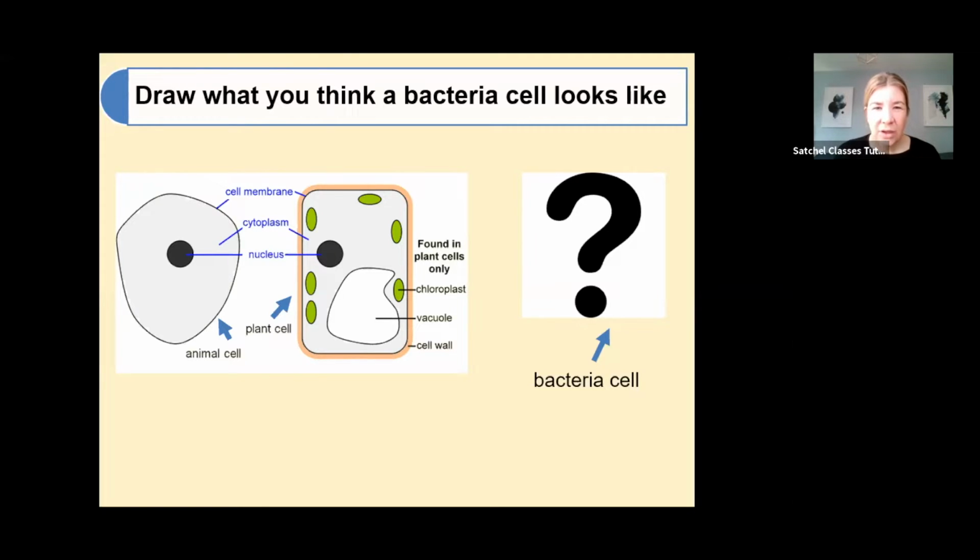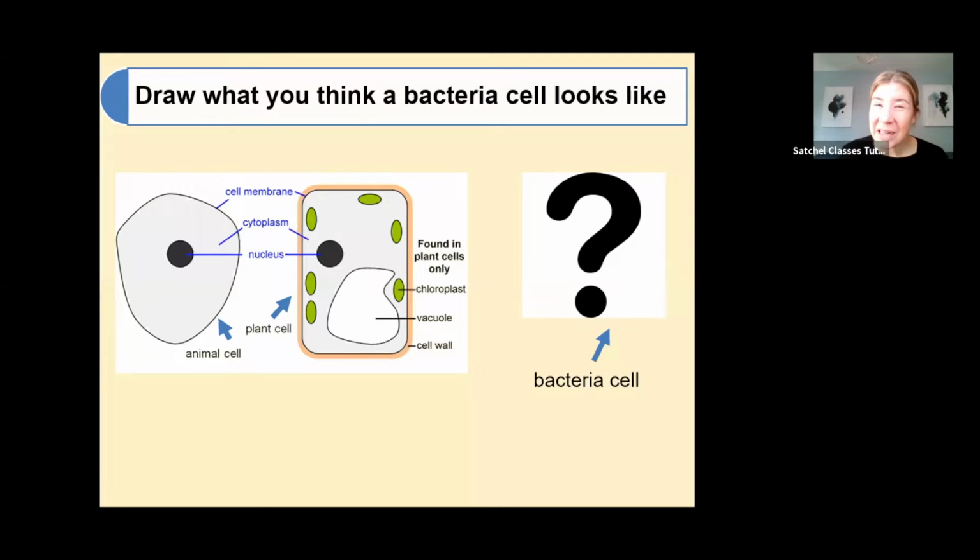What organelles are there in a bacteria cell? By organelle, I mean things like nucleus, vacuole, chloroplast. Okay, so they are the things that we find in cells.